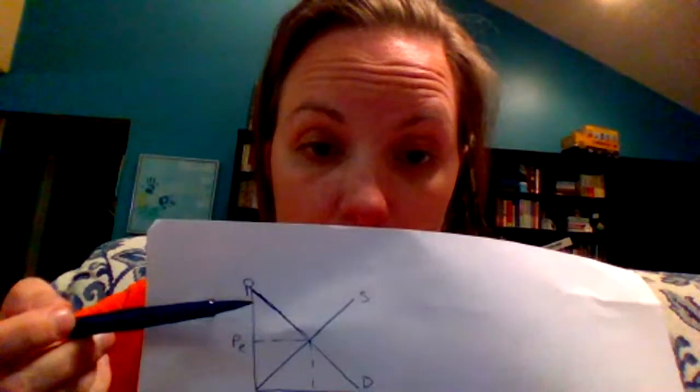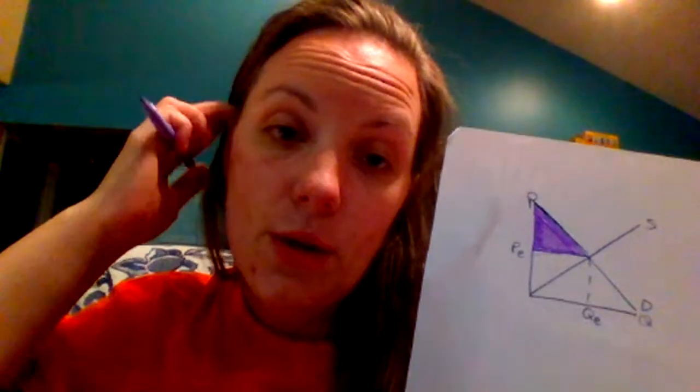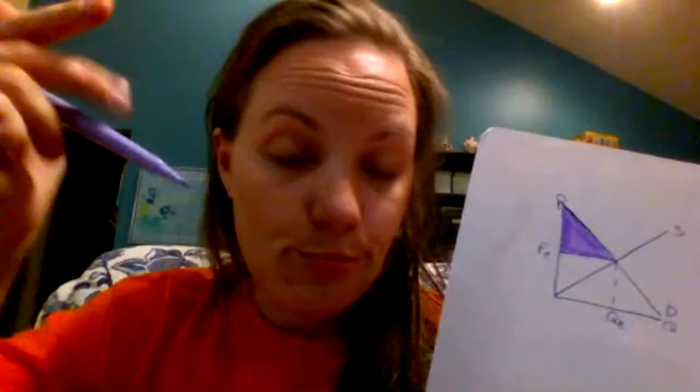Looking at this, I already know that my consumer surplus is this triangle. Price to demand, it's this upward triangle right here. I'm going to color it in with a different color. I have purple. So I'm going to go from price, follow the demand curve, and make my consumer surplus triangle purple. There you go. This would be the amount people are willing and able to pay above equilibrium price for whatever product.